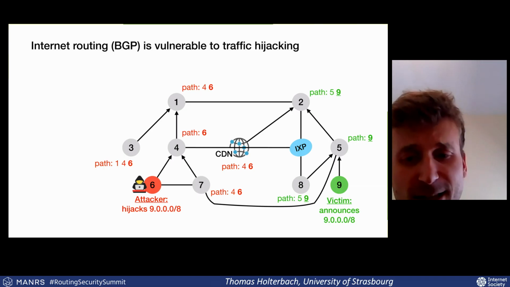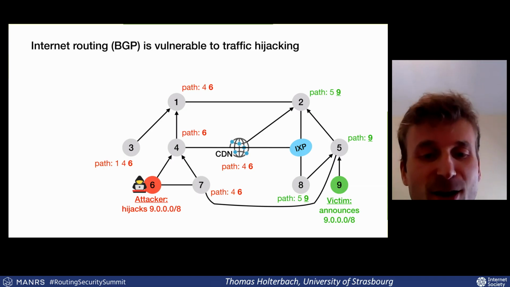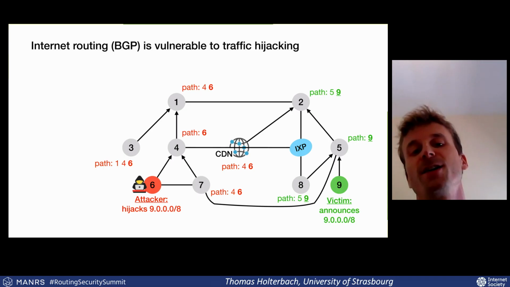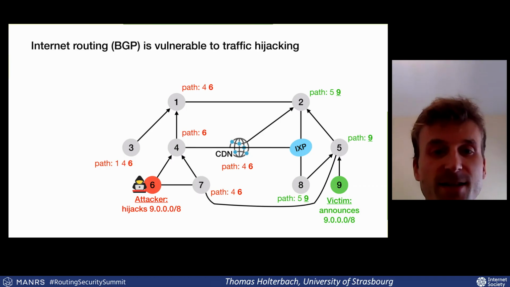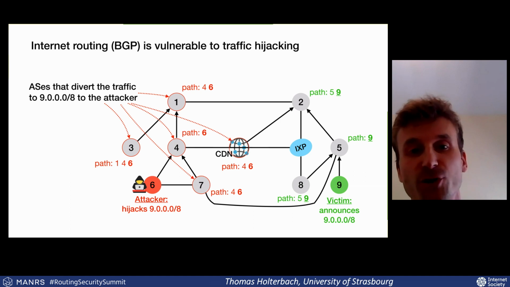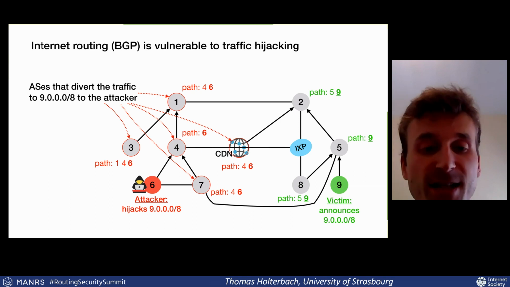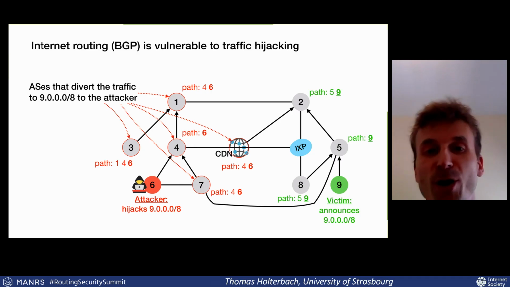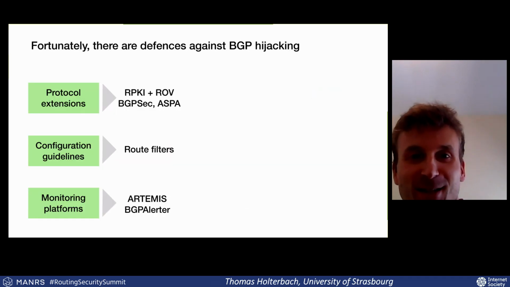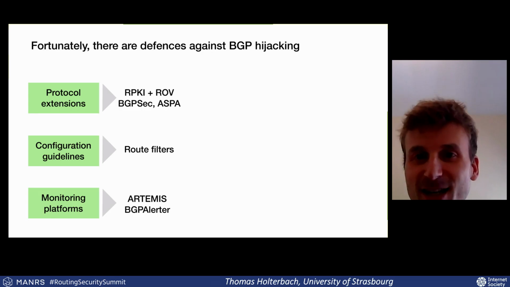Now imagine that there is an attacker, AS6, which hijacks that prefix. So the hijack route will propagate through the internet, and some of the ASes, the ones which have the shortest path towards AS6, will divert the traffic to the attacker. Well, you probably know that there are some defenses against BGP hijacks, so that's good news.